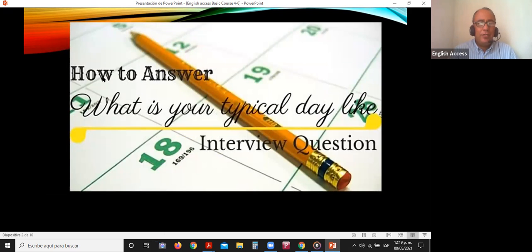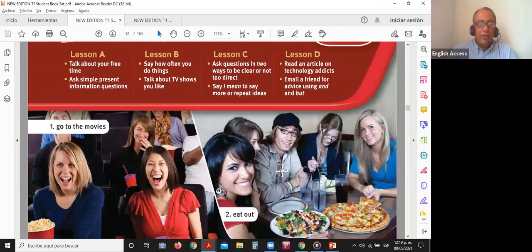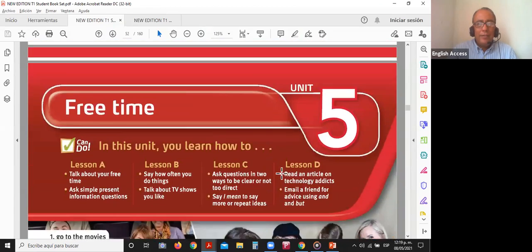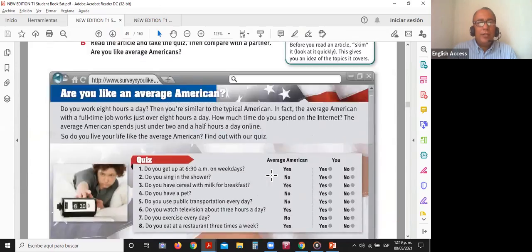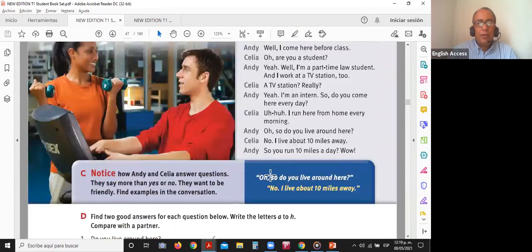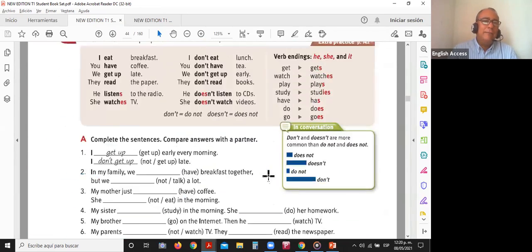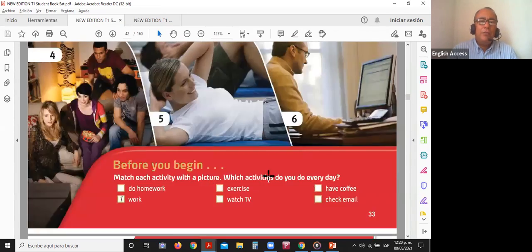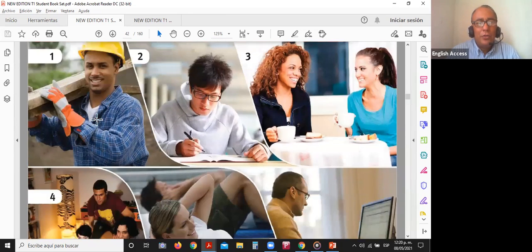In unit number 4, this is what we are going to answer with the first lesson. What is your typical day? Let's go to the book right here. What activities do you do, Francisco? The ones that we have here in the presentation. Let me go back, because I was in unit number 5, and here in unit 4. What are these activities, Francisco and Fatima? Number 1, what activity do you think is this one?